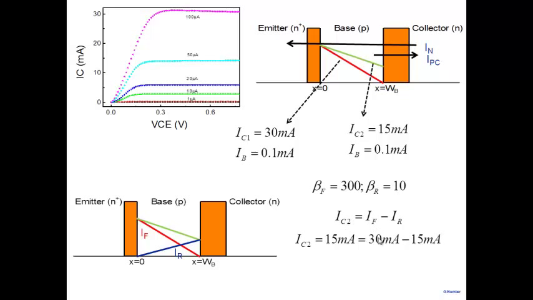IF remains the same at 30 milliamperes here. Because of increased electron injection from the collector, this IR is 15 milliamperes. And 30 minus 15 is equal to 15 milliamperes. This is what we have said. If you look at this, this is the electron density profile in the forward active mode. And we have said in saturation, when the current has fallen to 15, the electron density profile has become like this here.